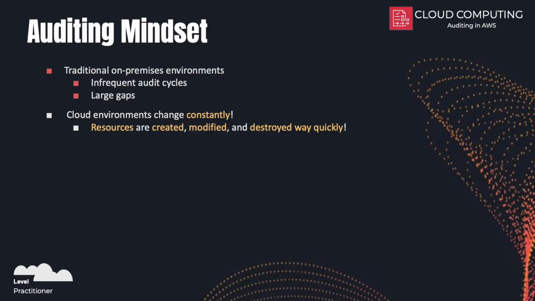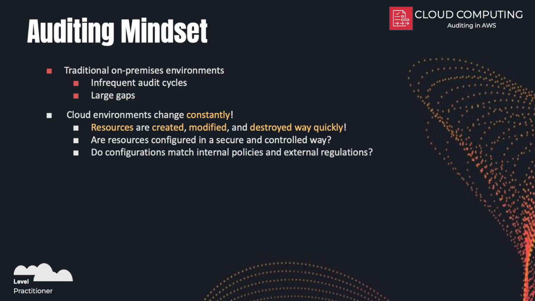On AWS, auditing usually means answering questions like, are my resources configured securely? Do my configurations match my internal policies or external regulations? And can I prove this to an internal or external auditor if I need to? And answering these questions is very critical.